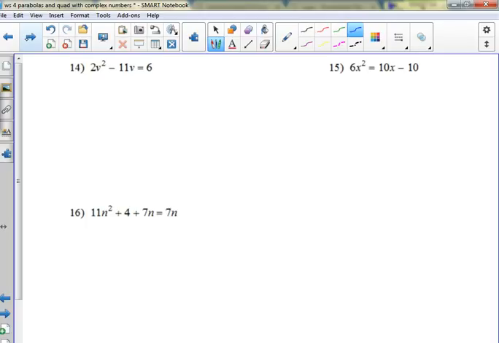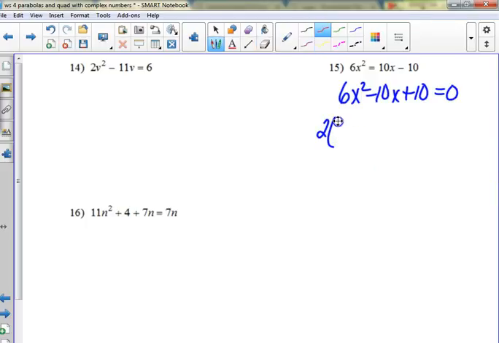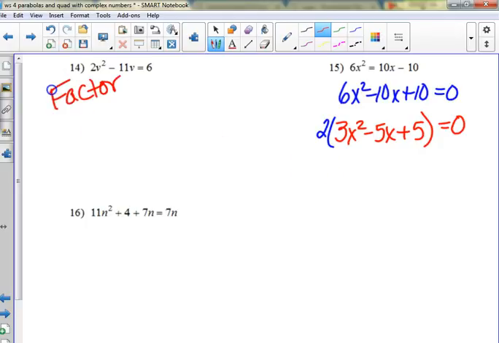Pick one more. 15, does 15 factor? Can I take out a 2? I have 3x squared minus 5x plus 5. I don't think that factors though, does it? I think 14 factors if you want to go back and do that one. We can do this one to finish quadratic, but I kind of want to do 16.